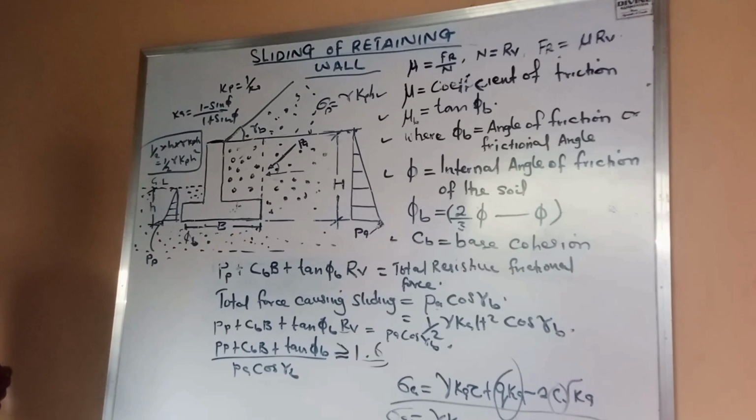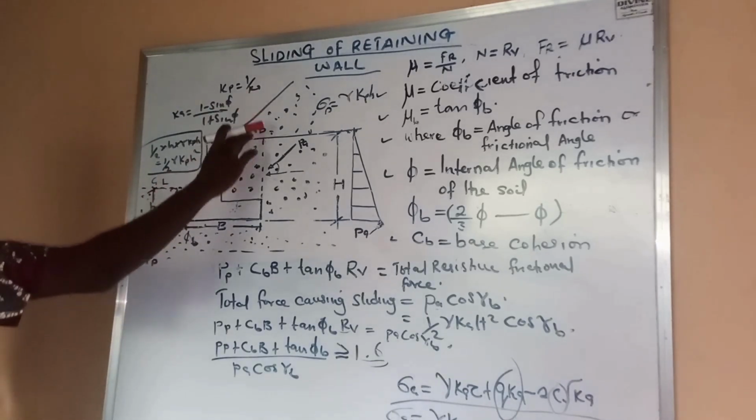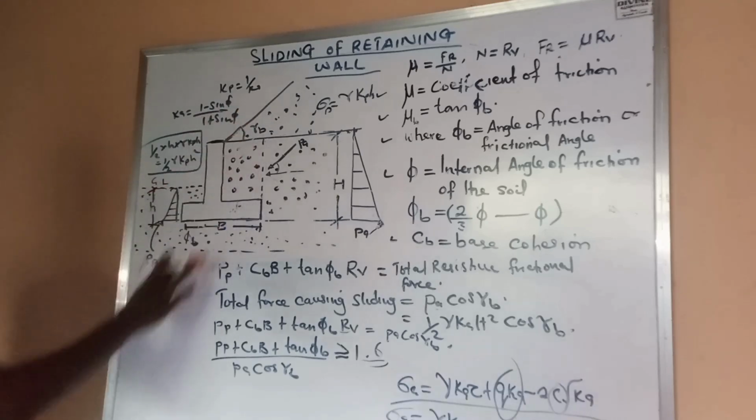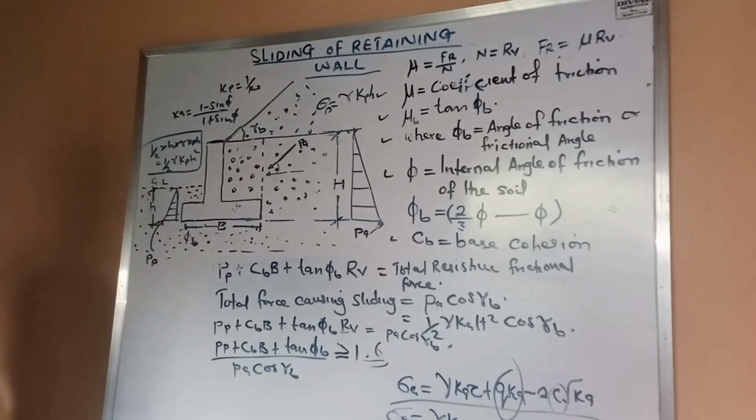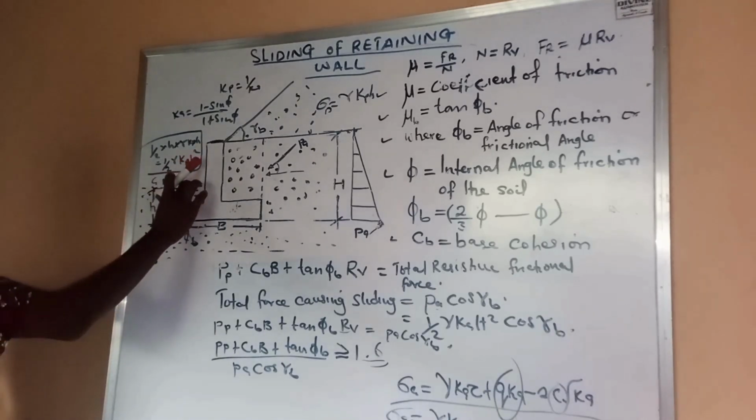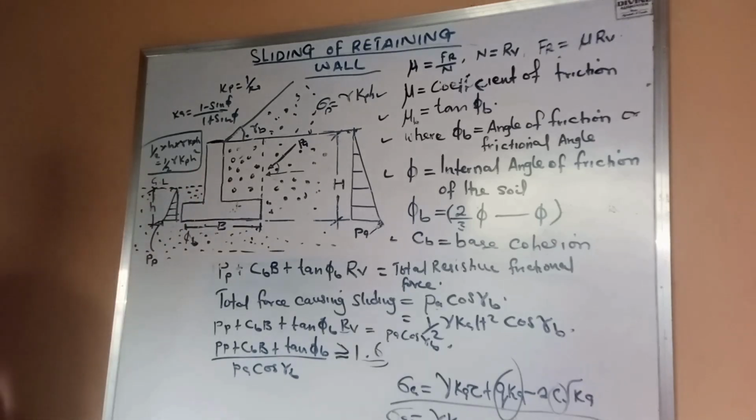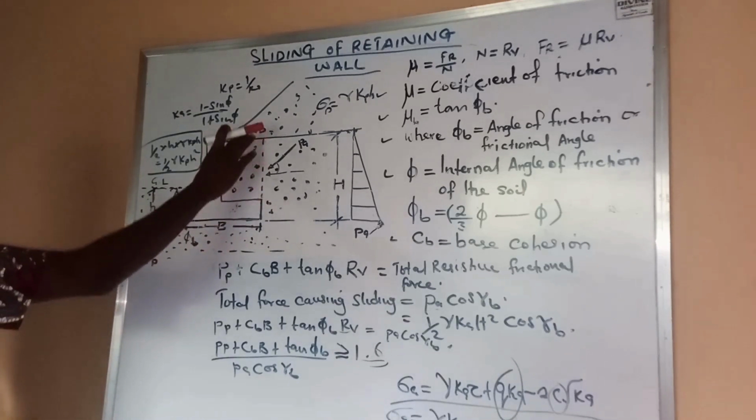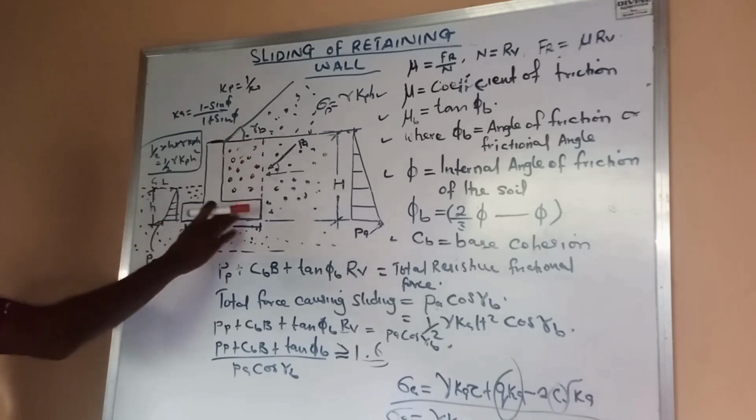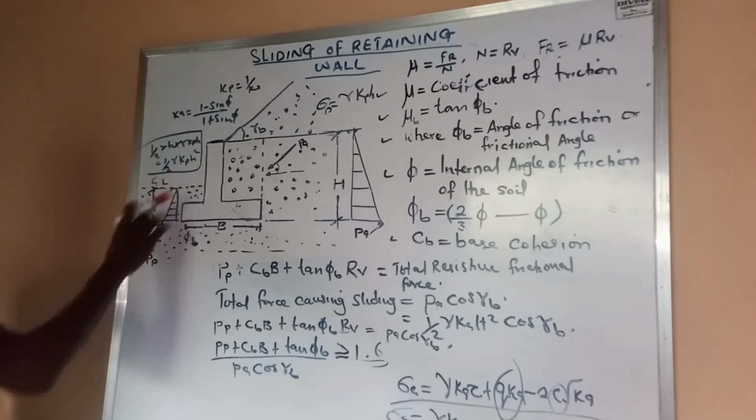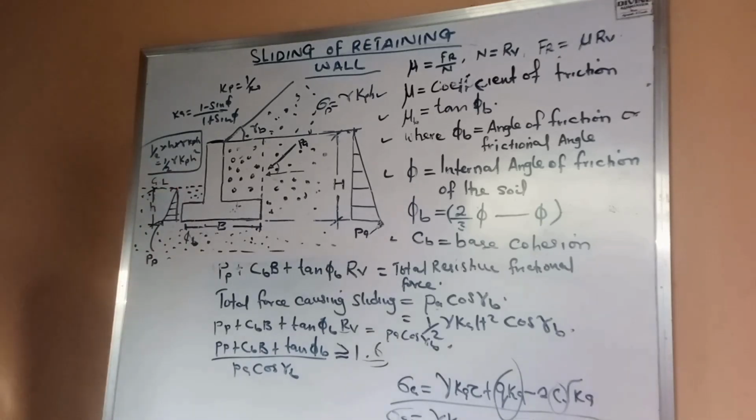And apart from that, the self weight of the soil on this place is also going to act on the heel of the retaining wall, just as the self weight of the soil on the toe of the retaining wall is going to act as part of the vertical forces that makes up our ROV. So our ROV is going to comprise of both the self weight of the soil, the vertical component of the active pressure, and the self weight of the soil at the passive zone. Okay, so this is what we have for that.